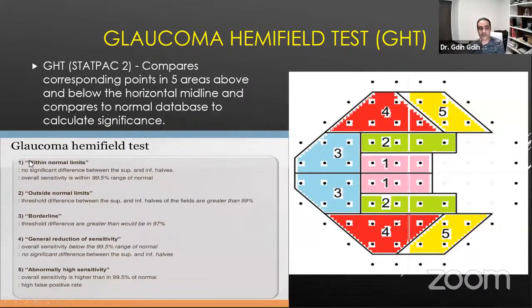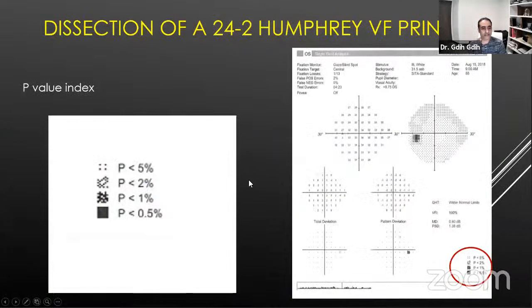How does the machine come up with this comment? It's basically comparing areas in the pattern deviation plot. Area 5 to area 5, area 4 to area 4, 2 to 2, 1 to 1, and 3 to 3. It will compare them, and based on that comparison, it will give you this information. And we will see some examples of that in our exercise. Okay, and now we're done with the global indices.